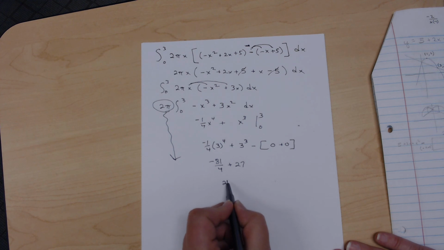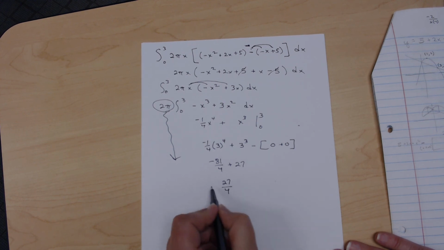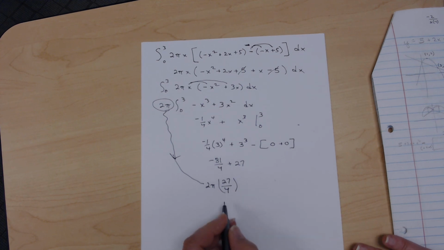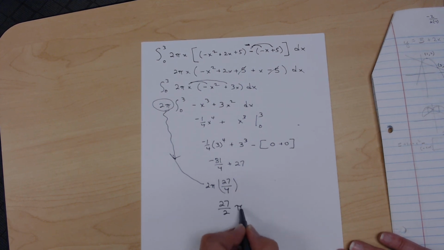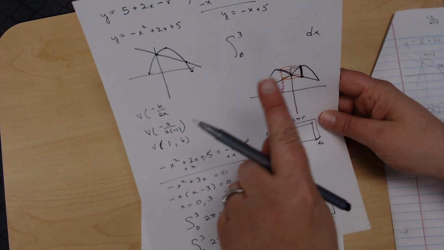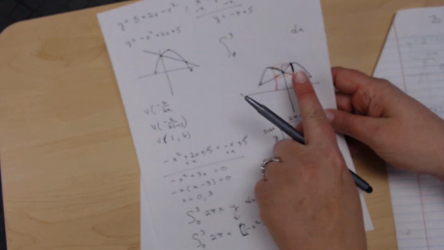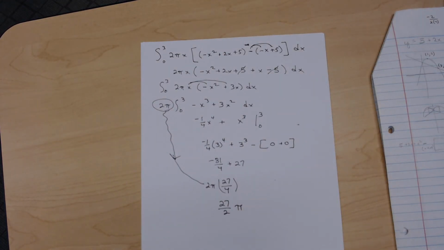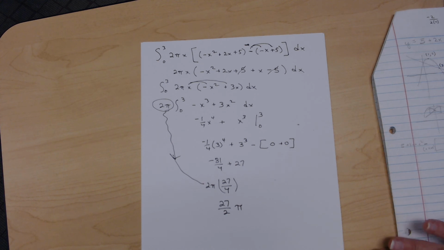That gives us 27/4. Just don't forget the 2 pi. And so that takes us to 27/2 times pi. All right, and that's our volume. If we spin this around, remember this is 360. If we spin that around 360, that's our volume. Okay, guys, we made it. 7.3 part 1 in the history books.